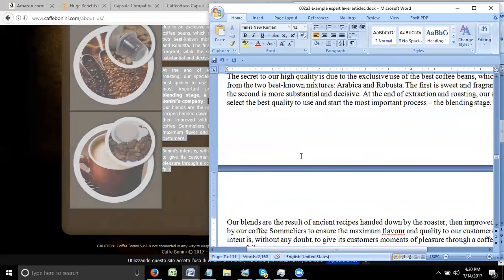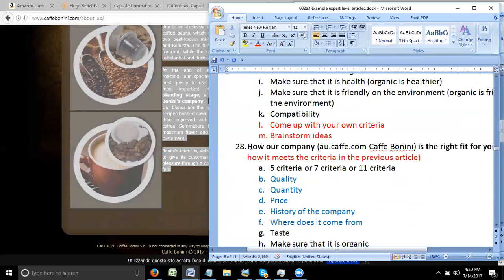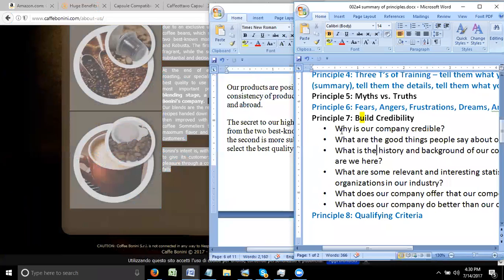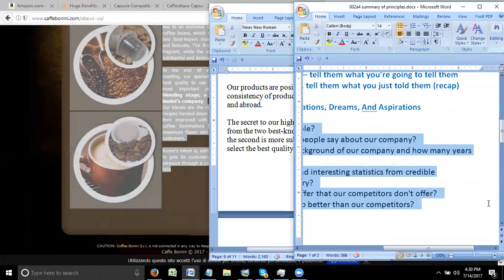And you want to read this also because it just tells us the advantage of this company, of this brand. And you can tie this in later with the, why our company is the right fit for our readers, our customers. So let's go back to the area here.